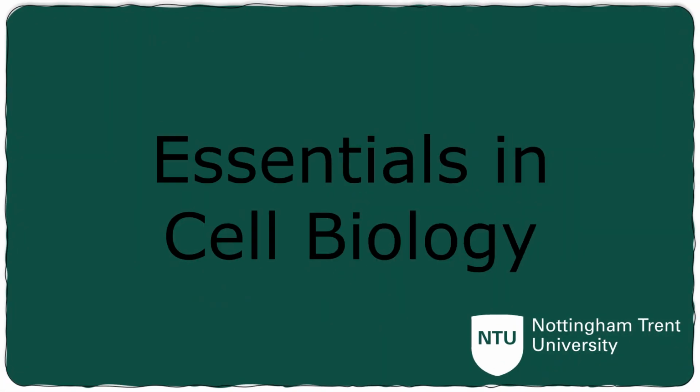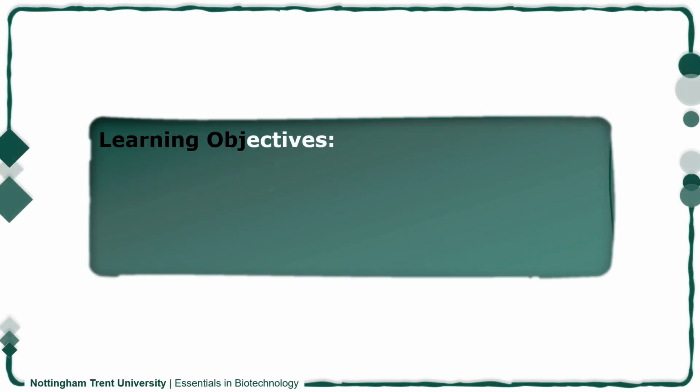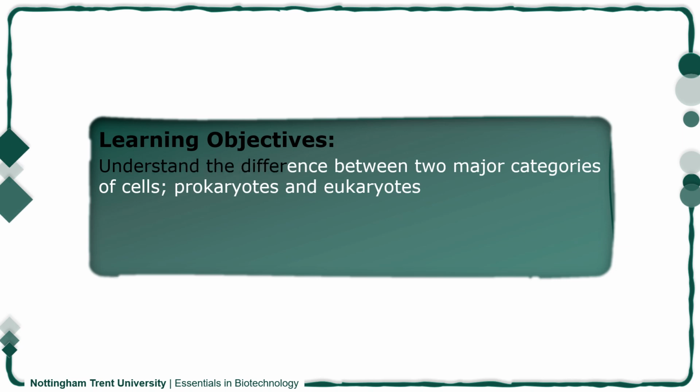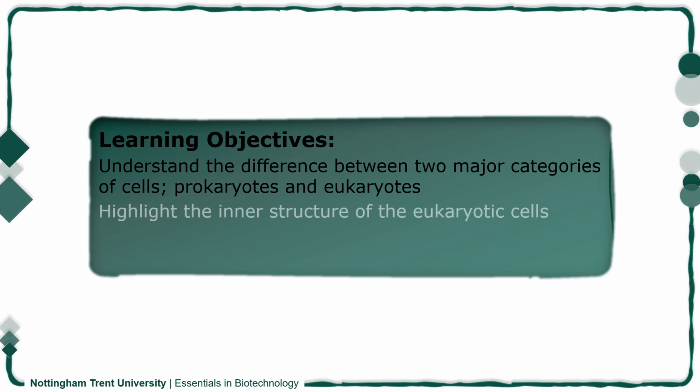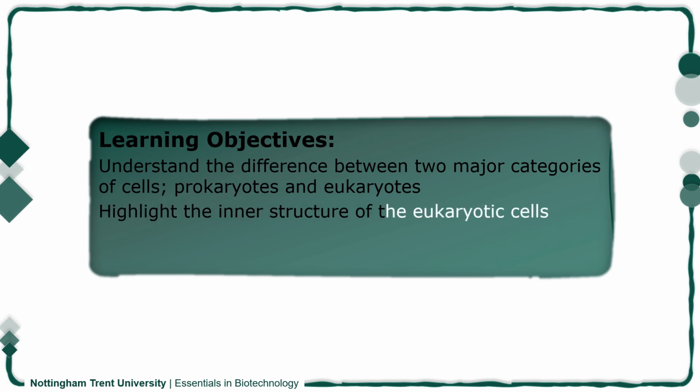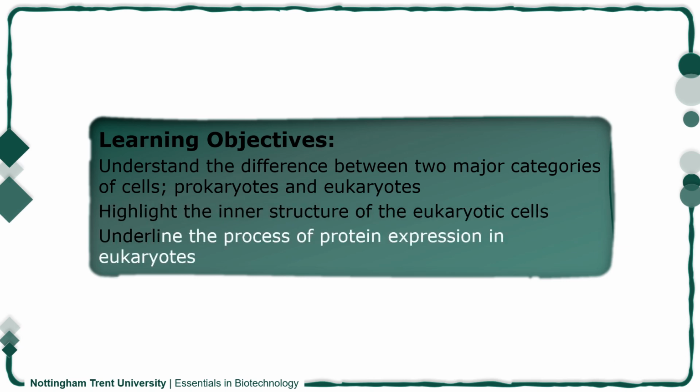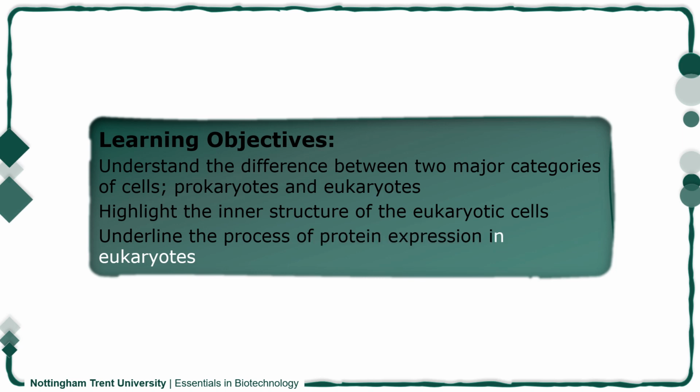Essentials in cell biology. Learning objectives. Understand the difference between two major categories of cells, prokaryotes and eukaryotes. Highlight the inner structure of the eukaryotic cells. Underline the process of protein expression in eukaryotes.